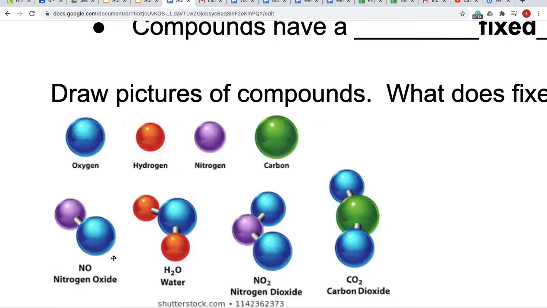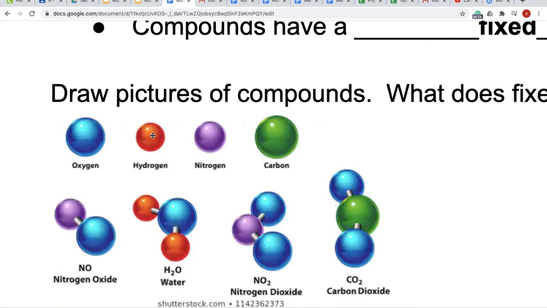And what you'll find is, if you gather any amount of nitrogen oxide, there will be a mass ratio of 14 for nitrogen to 16 for oxygen. You'll find that every time.